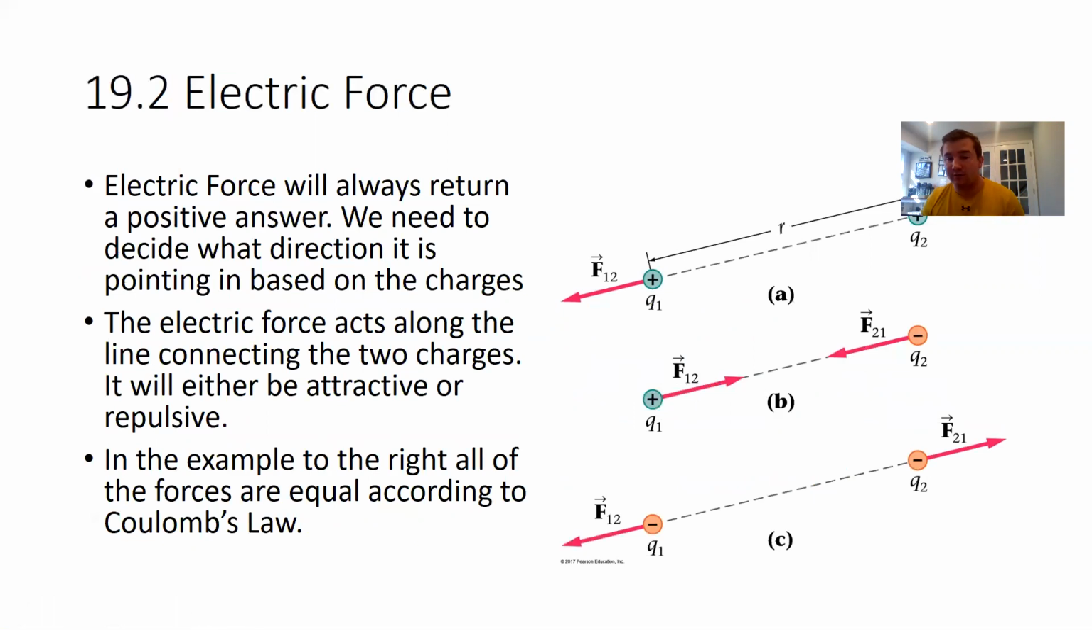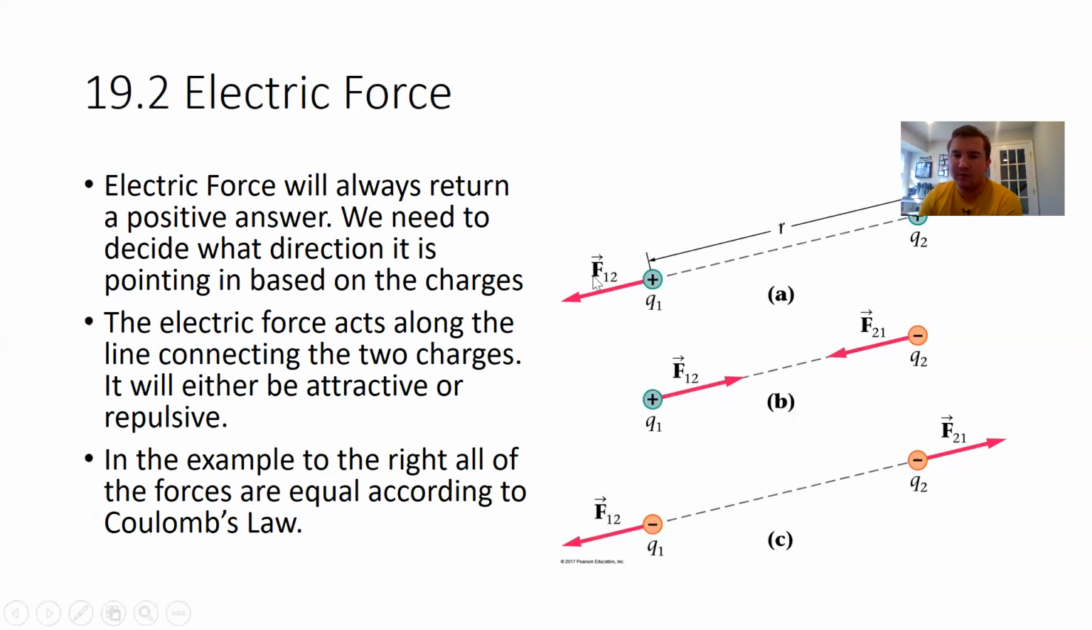Which way does electric force go? Because it's an absolute value, it'll always return a positive answer. We'll always get positive forces. And it's up to us to decide afterwards, after we solve for the force, whether that force is going to be to the right or to the left or up or down, depending on whether it's going to be repulsive or attractive. So if it's repulsive, like in the first case here, maybe our force is down and to the left, or if we're talking about Q2, the force is up and to the right.